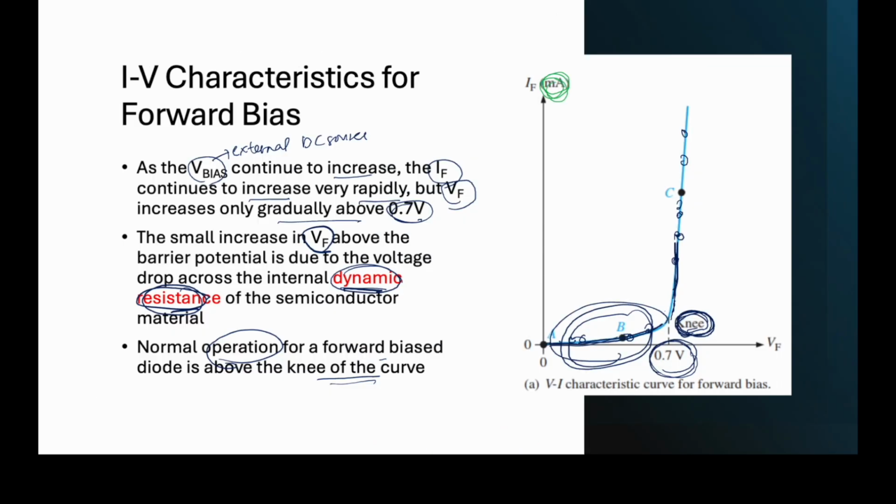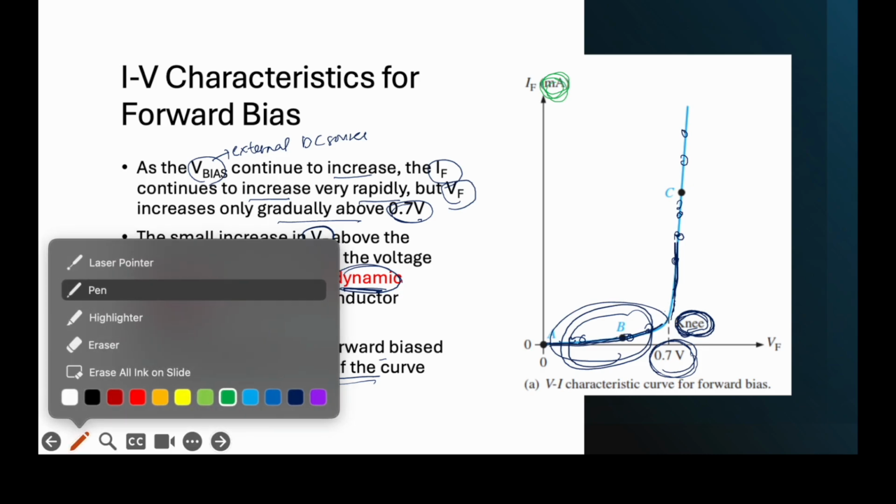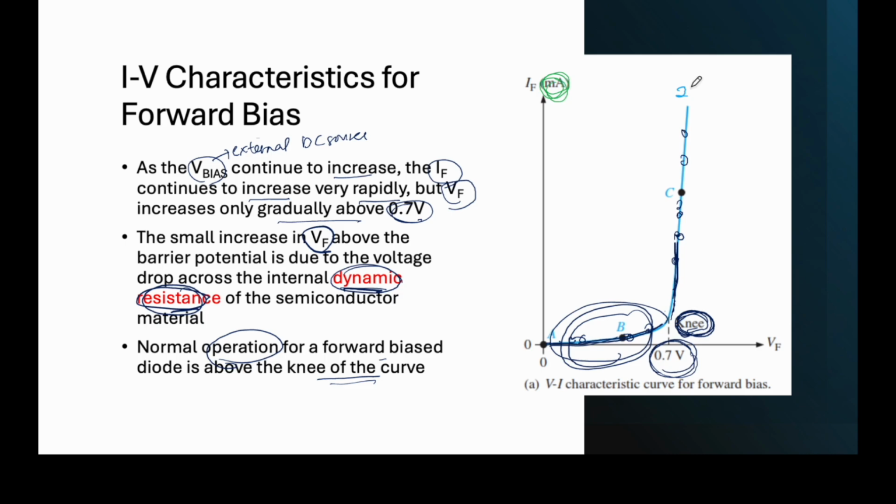Okay, let's discuss the forward bias in terms of temperature. Let's say you increase the temperature. The graph shown here is at 25 degrees. How does it change if you increase the temperature from 25 to 125?